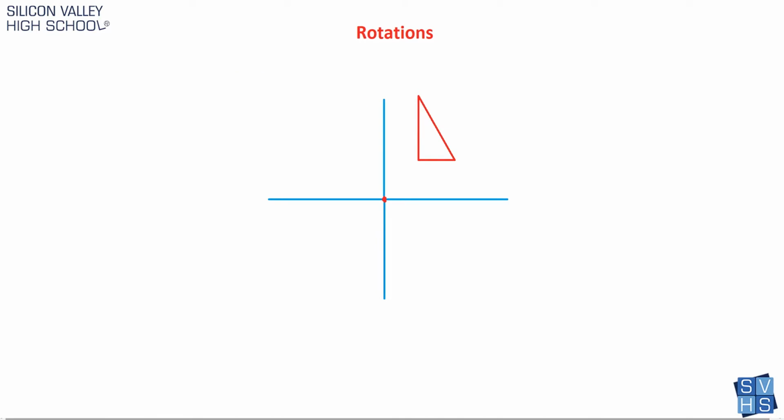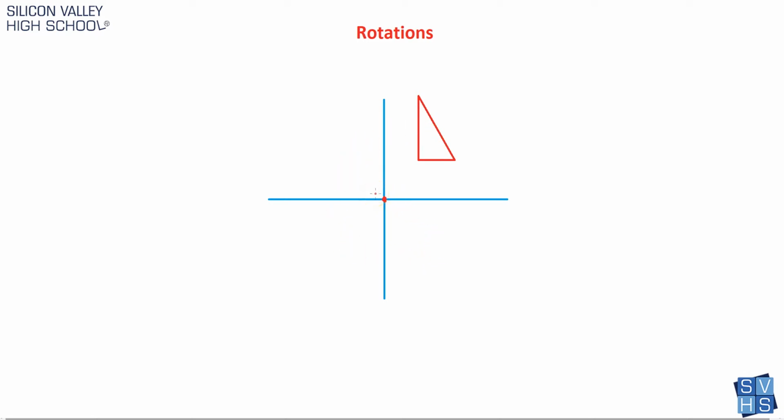Rather, we're only going to rotate around the origin, and we're only going to rotate 90 degrees, 180, and 270. And of course, if you rotate it 360, it'd end up back where it began. So we'll take this triangle or any shape and we'll rotate it 90, 180, 270 about the origin.